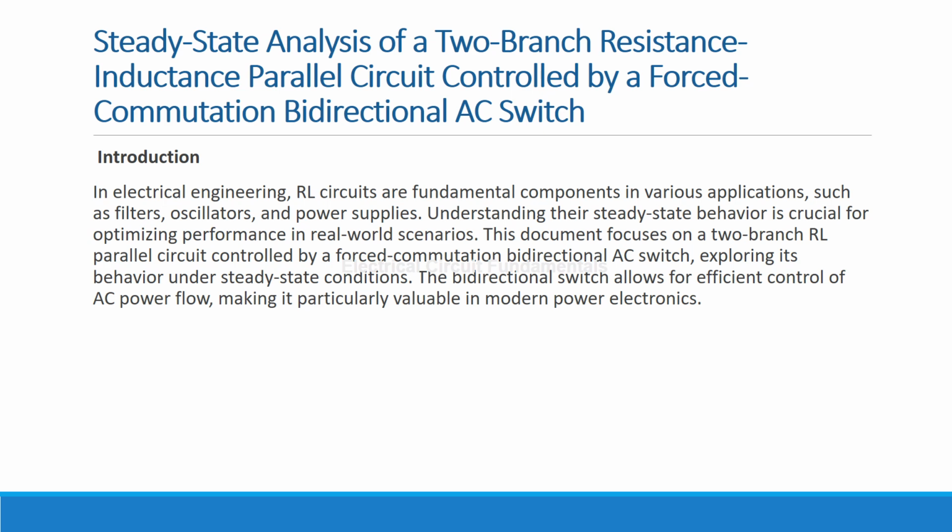focuses on a two branch RL parallel circuit controlled by a forced commutation bidirectional AC switch, exploring its behavior under steady state conditions. The bidirectional switch allows for efficient control of AC power flows, making it particularly valuable in modern power electronics. This is the introduction of steady state analysis of a two branch RL parallel circuit controlled by a forced commutation bidirectional AC switch.